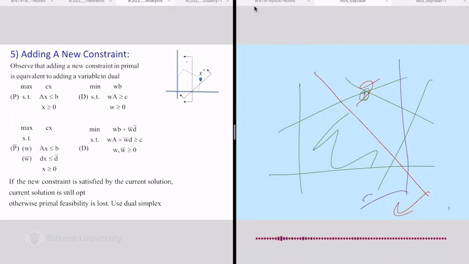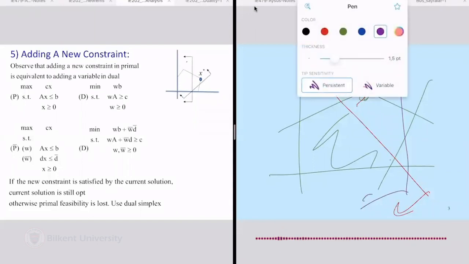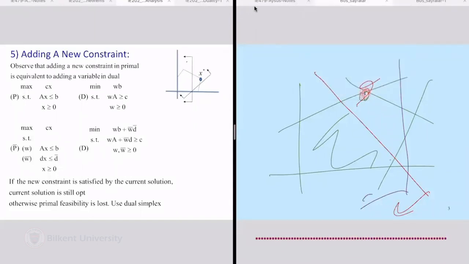Now, look at this picture here. I have 2 different options, a red constraint and a purple one. My current optimal solution was this orange thingy here. Now, I'm adding the red constraint. I'm no longer feasible, so I can't even talk about optimality. How about the purple constraint? I'm adding the purple constraint, then my current optimal solution is still feasible.